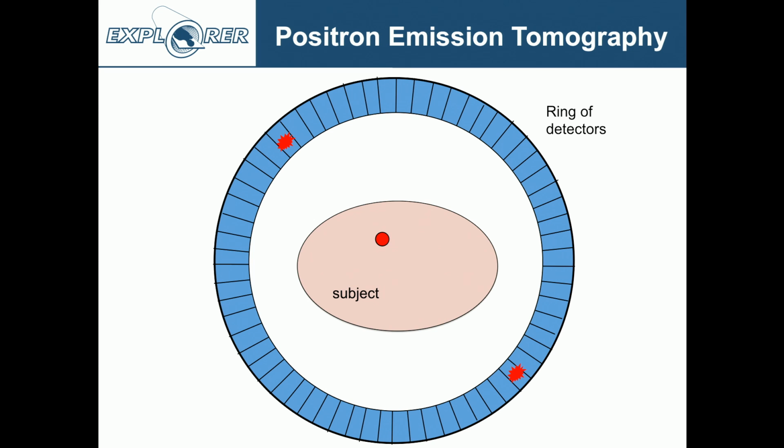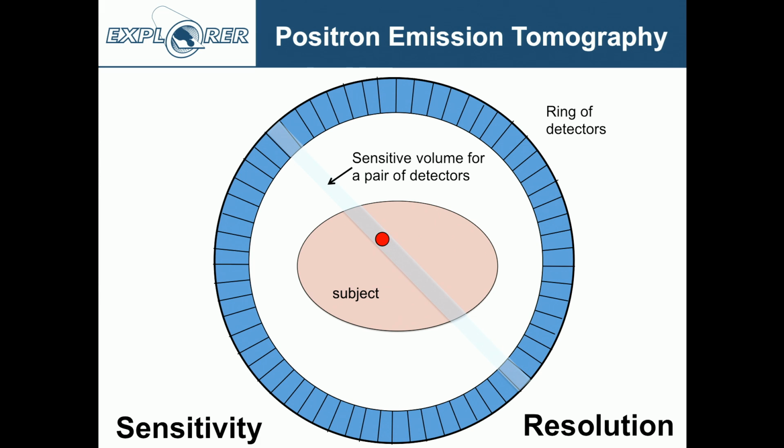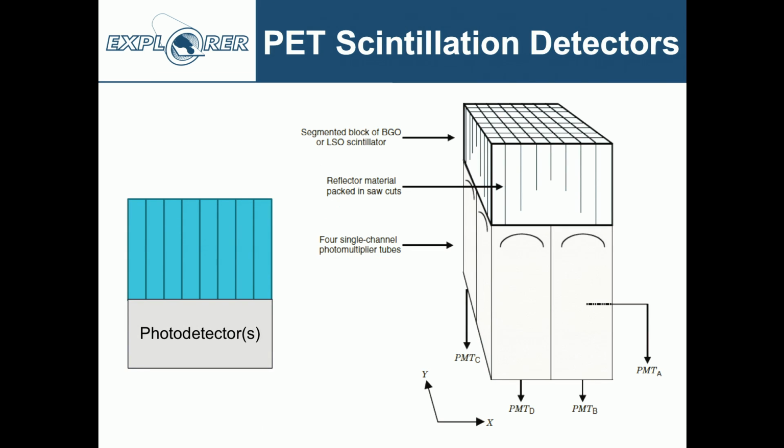And so we want detectors that have extremely high efficiency. And also, we're going to be very interested in spatial resolution. So we want relatively small detector elements so that we can appropriately localize those annihilation photons. So really, sensitivity and resolution to first order are the two parameters that we're always striving to maximize.